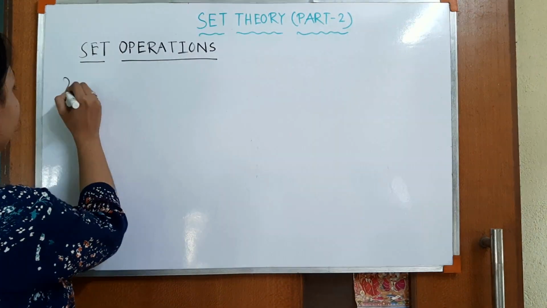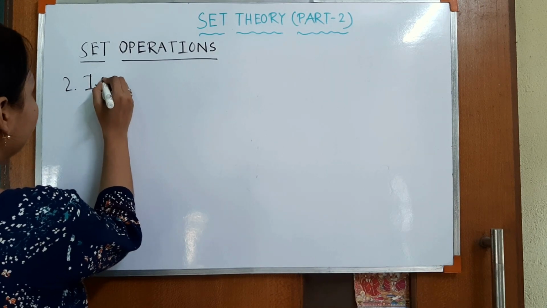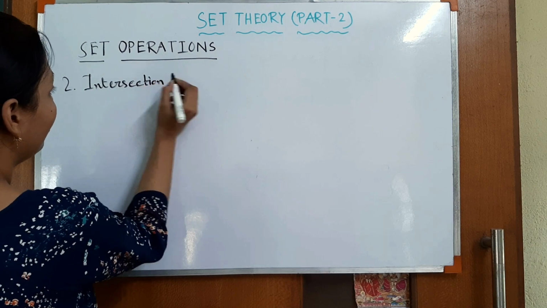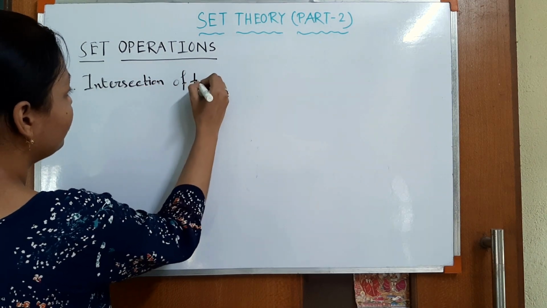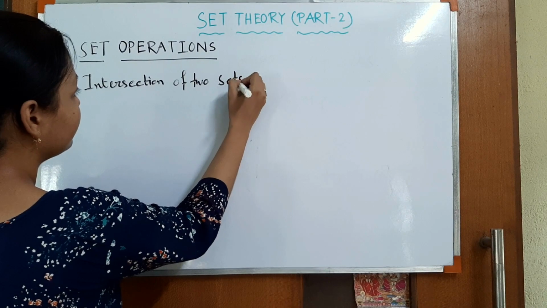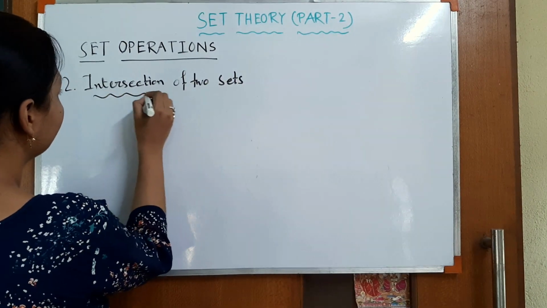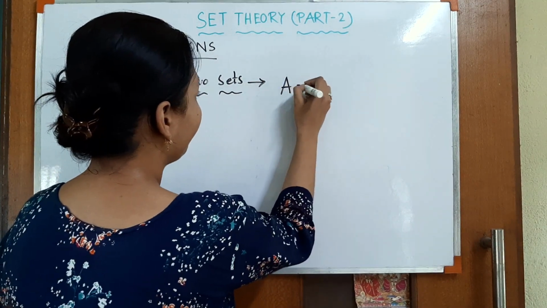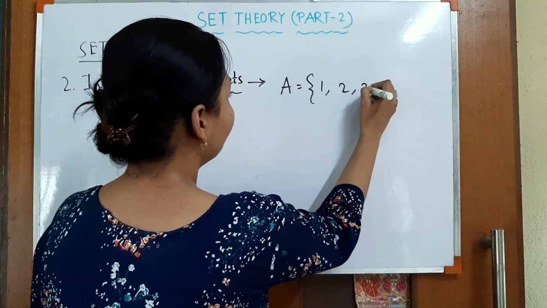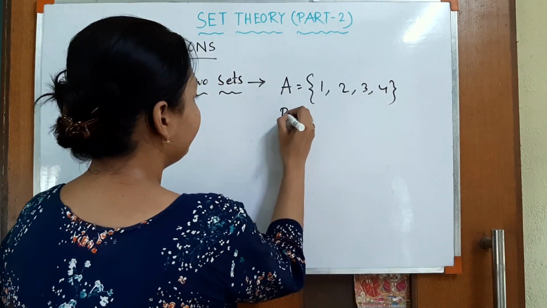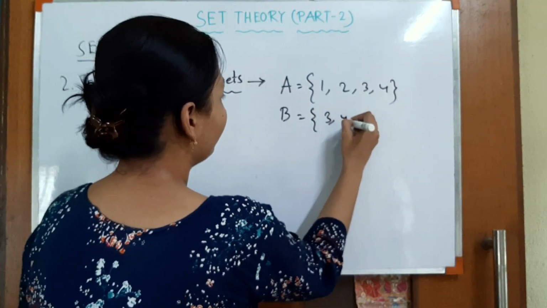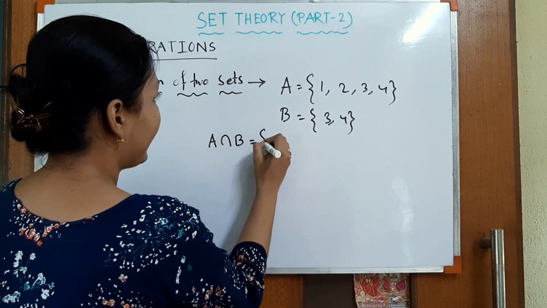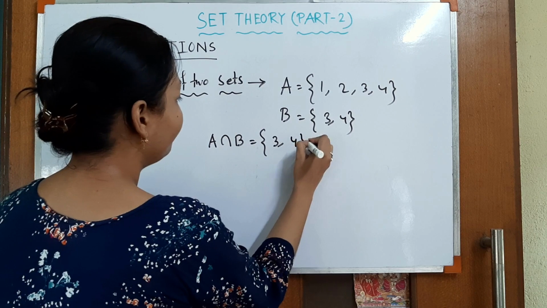Next is intersection of two sets. Let us take a set A, {1, 2, 3, 4}, and another set B, {3, 4}. Then we can write A intersection B as {3, 4}.